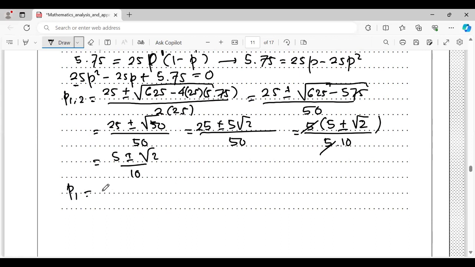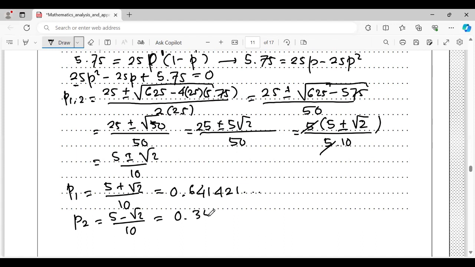So P1 is 5 plus square root 2 over 10, which is 0.641421 and so on. P2 is 5 minus square root 2 over 10, which is 0.3585786 and so on.